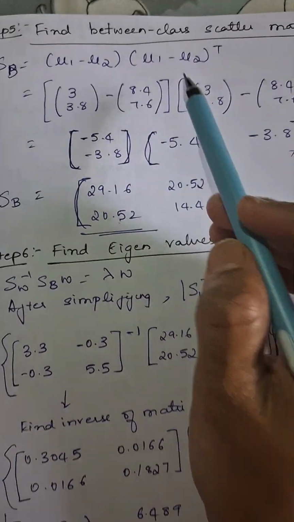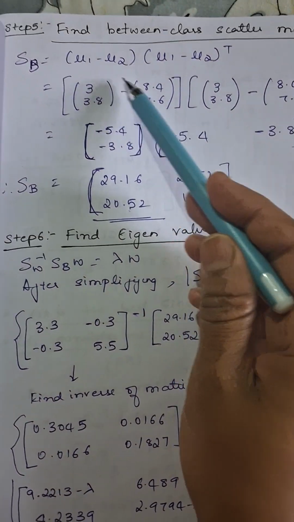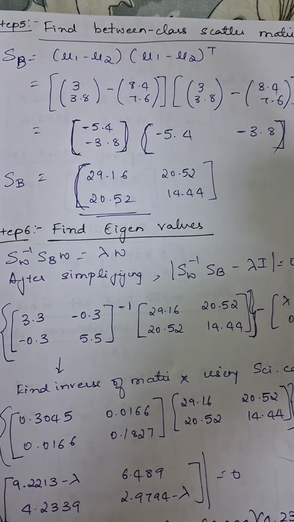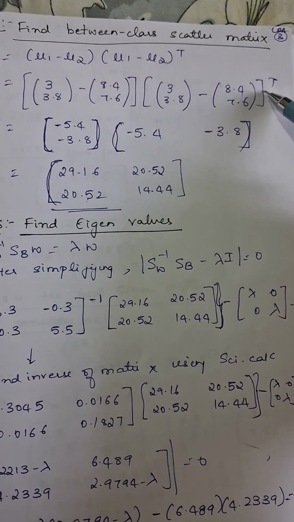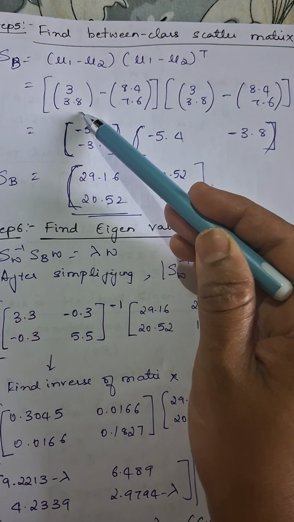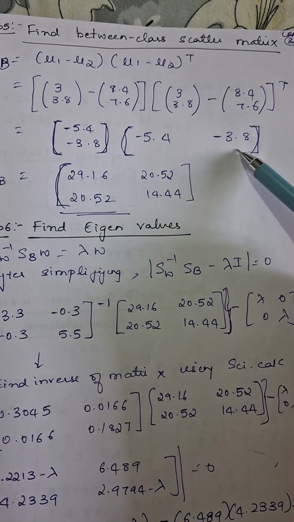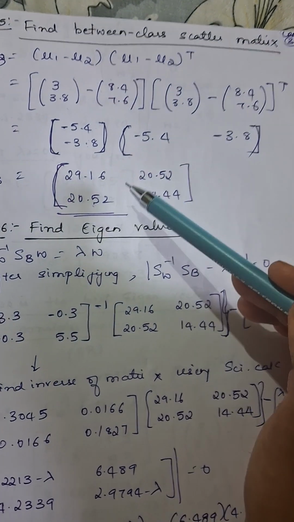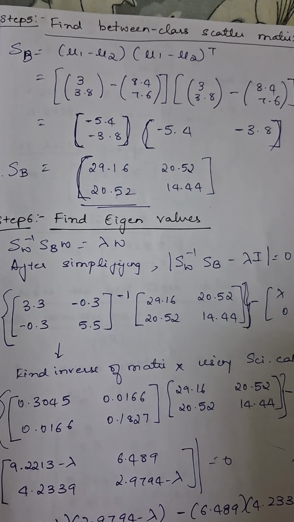Now step 5, find the between class scatter matrix. The formula is SB is equal to (mu1 minus mu2)(mu1 minus mu2) transpose. We found mu1 and mu2 in the first step, right? So just take that. This is mu1, this is mu2. Again mu1 minus mu2 transpose. Calculate each of them. 3 minus 8.4 is minus 5.4. 3.8 minus 7.6 is minus 3.8. Similarly, this is again minus 5.4, minus 3.8 because we took the transpose. Now when you multiply this with this, you get a 2 cross 2 matrix. This is the answer you get. So this is the between class scatter matrix.